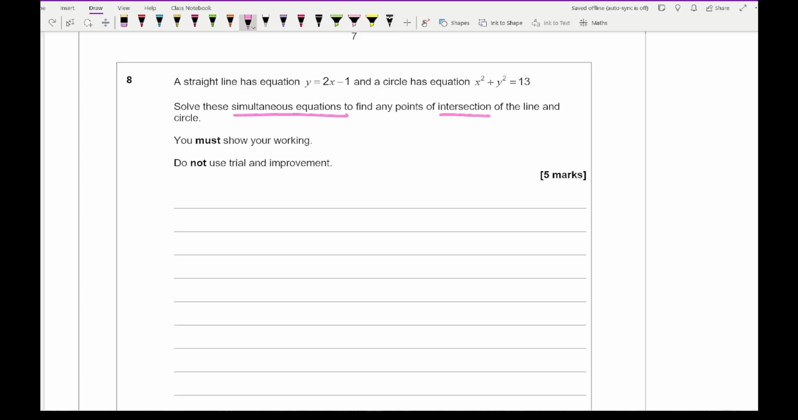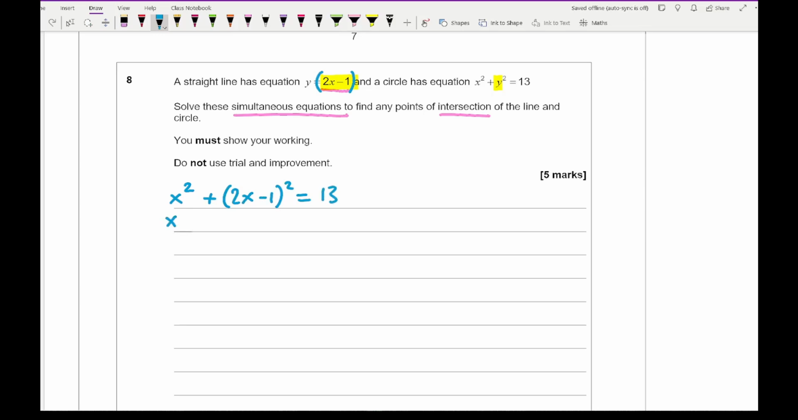So here what I'm going to do is I've got y the subject in my linear. So what I'm going to then do is wherever I see a y in the non-linear, I'm going to swap it with 2x minus 1. So looking at the equation of a circle, it's x squared plus, now instead of writing y, I'm going to write 2x minus 1. And that's, don't forget the square, and that equals 13.